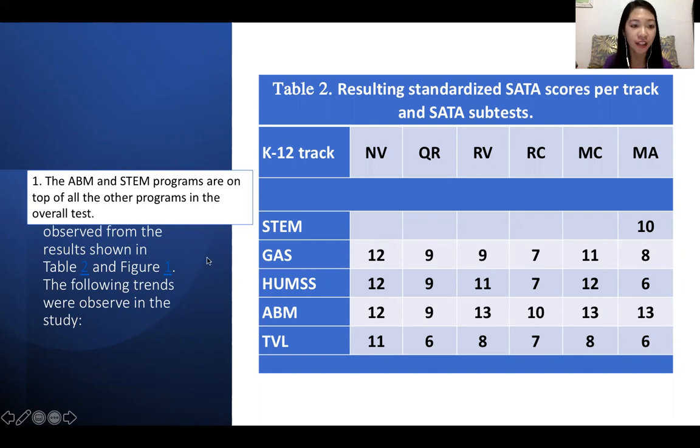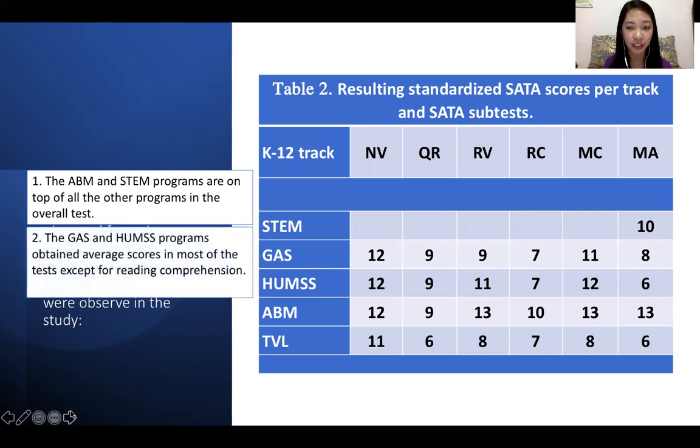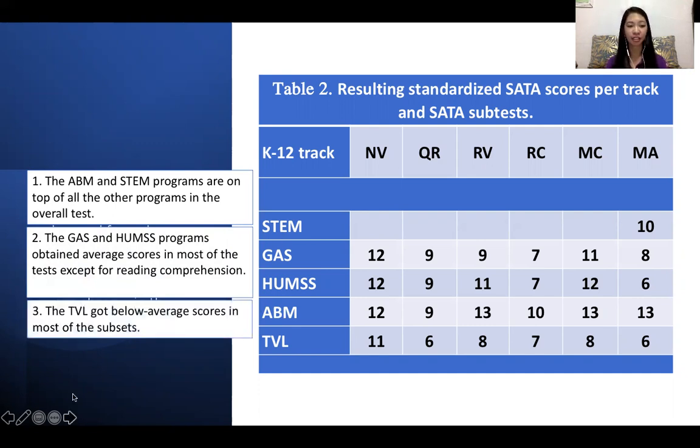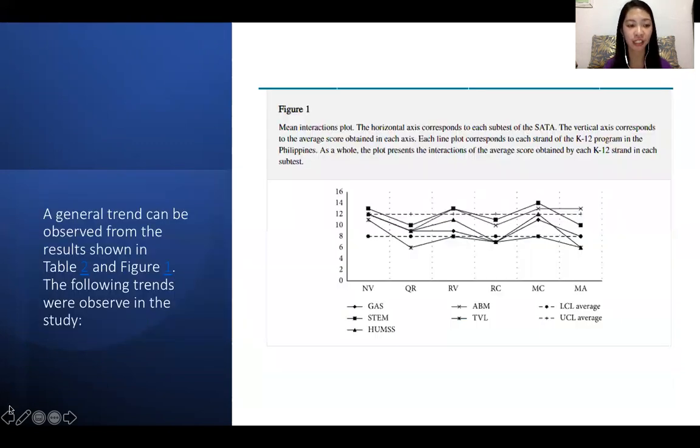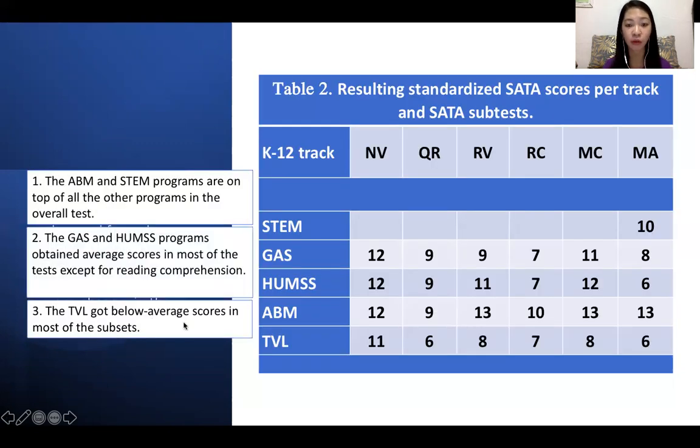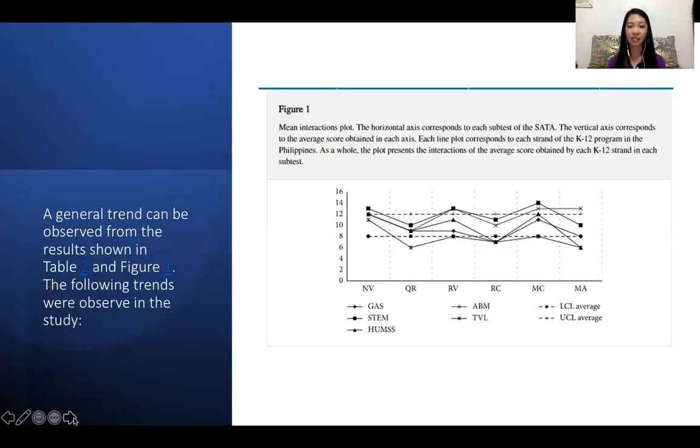Another observation here is that we could also see that the GUS and UMS programs obtain average scores in most of the tests except for reading comprehension. So this is GUS and this is UMS, which have average scores compared to other tracks. And the third observation is that TVL got below average scores in most of the subsets or subtests. So this is Figure 1.